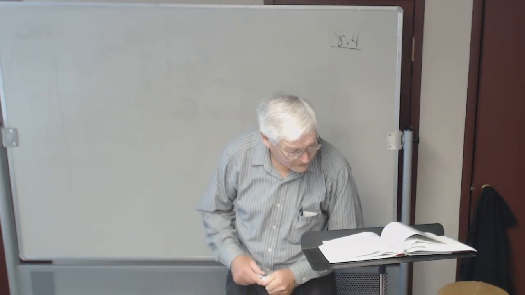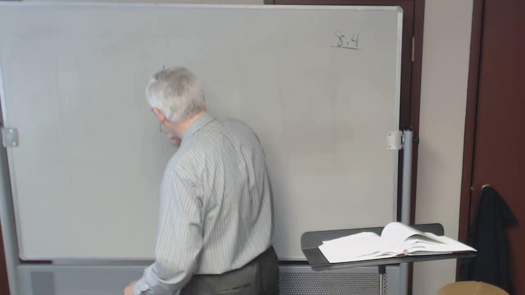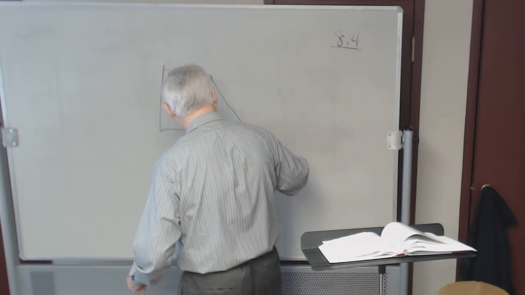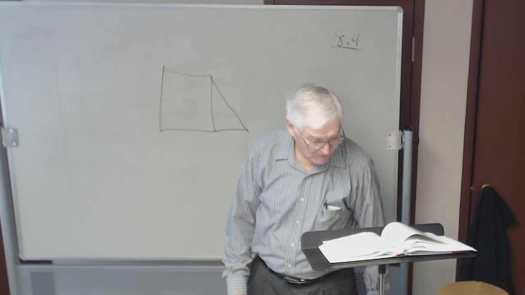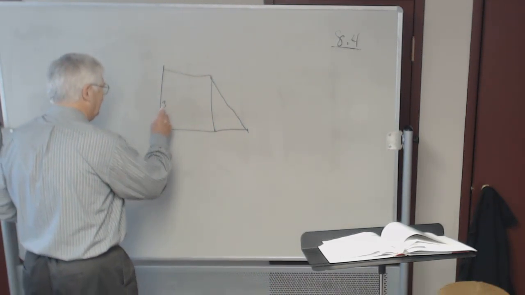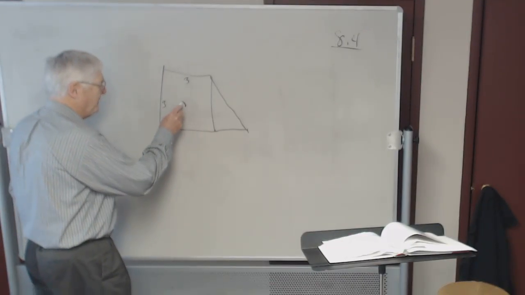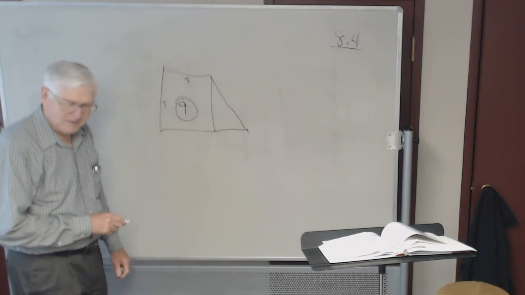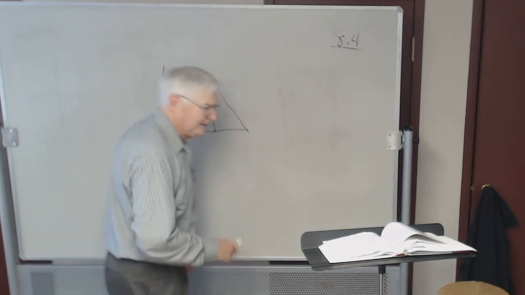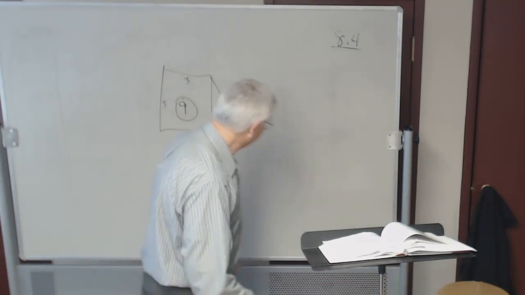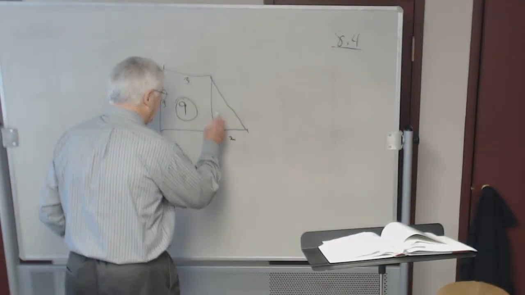So what we have here for problem 2 is a square with a triangle attached. So what's the area of the square if it's 3 by 3? 9, right? What's the area of the triangle if it's 2 by 3?